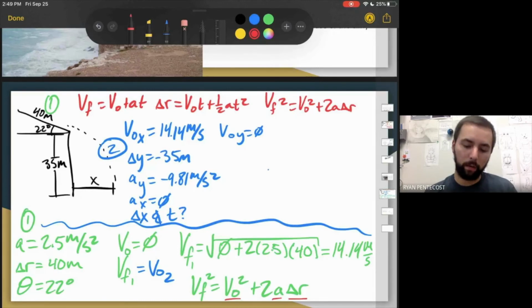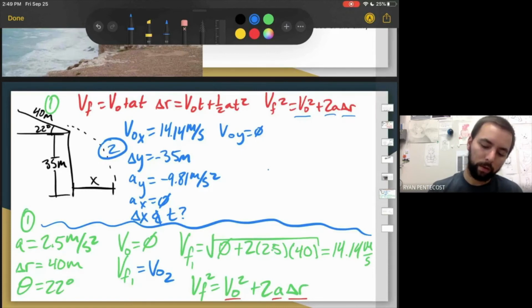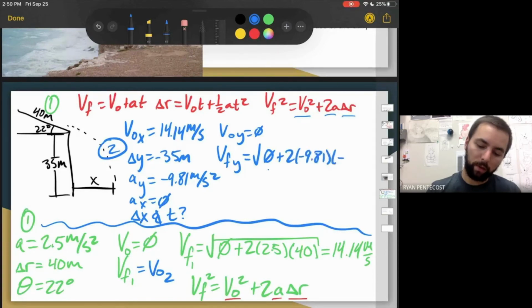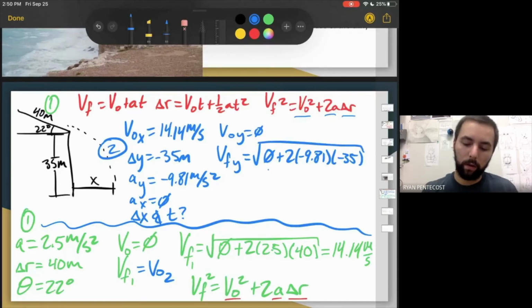We don't have time though. So let's check on this guy. We have V naught in the Y. We have A in the Y. We have delta Y. So let's use that. We want V final in the Y equals the square root of 0 squared plus 2 times negative 9.81 times negative 35. And right there, the math is going to check you. If you don't have that negative on your delta Y, then you're going to square root a negative number and everything just blows up, right? So let's do that math.